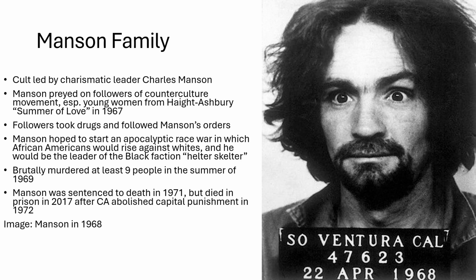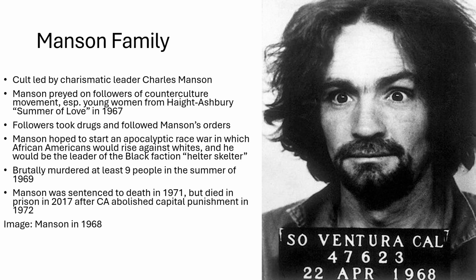Manson was a musician, but he eventually became a counterculture leader. He and his followers began to come together after 1967 in Central California as a result of the Haight-Ashbury Summer of Love that took place at the corner of Haight Street and Ashbury Street in San Francisco. Many of his followers were part of the more apolitical counterculture movement, the hippie movement you might call it, and they took drugs, and in some cases under the influence they would follow Manson's orders.